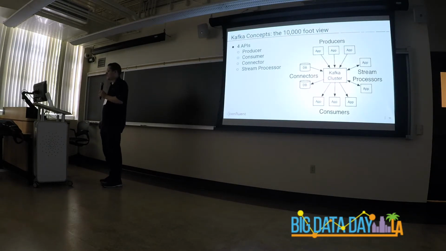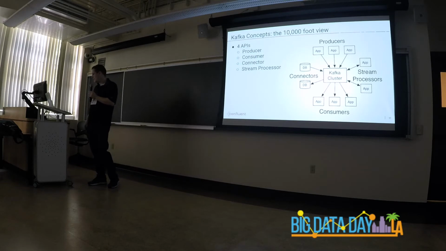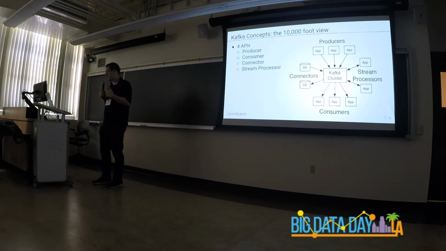So Kafka has 4 APIs. The producer API, the consumer API, the connector API, and the stream processor API. And the 10,000-foot view is basically that the Kafka cluster is made up of brokers and also Zookeeper. So you have multiple brokers in Kafka, and you have Zookeeper set up, and that's your Kafka cluster. And then you have clients that are sort of around the edges that are connecting to that cluster.